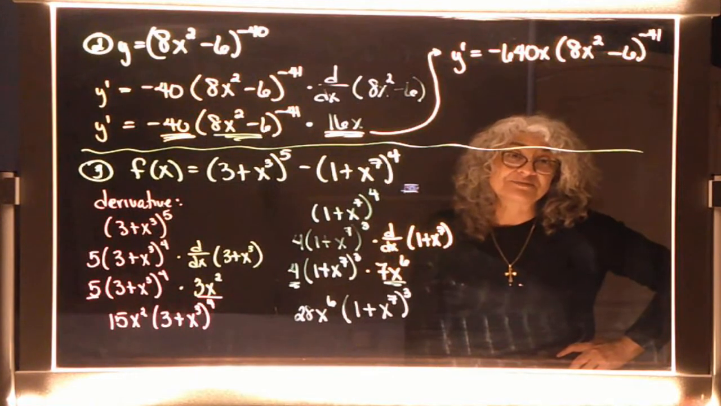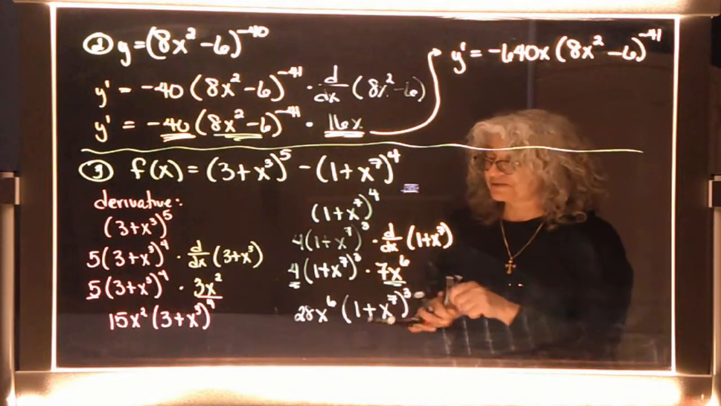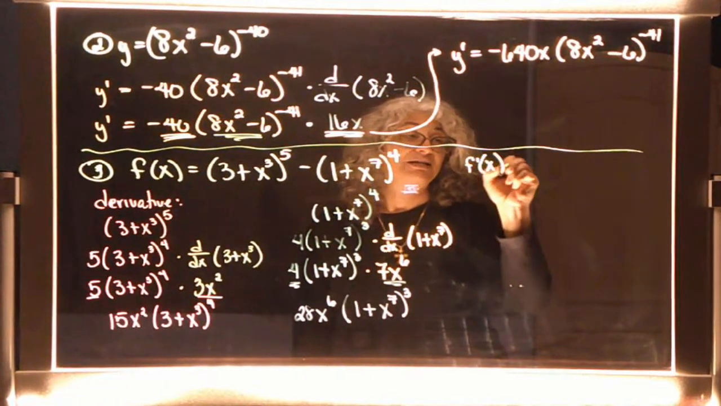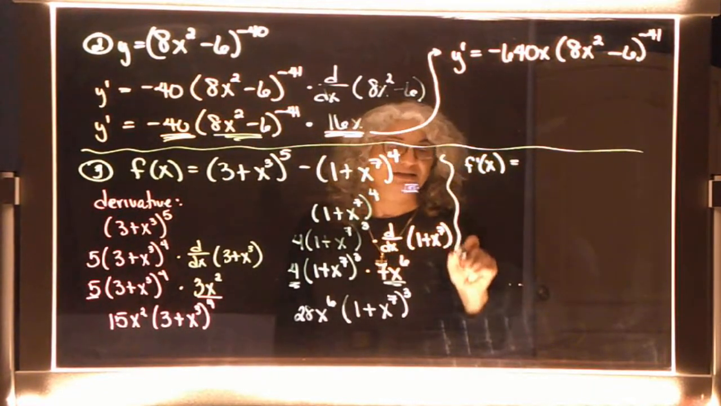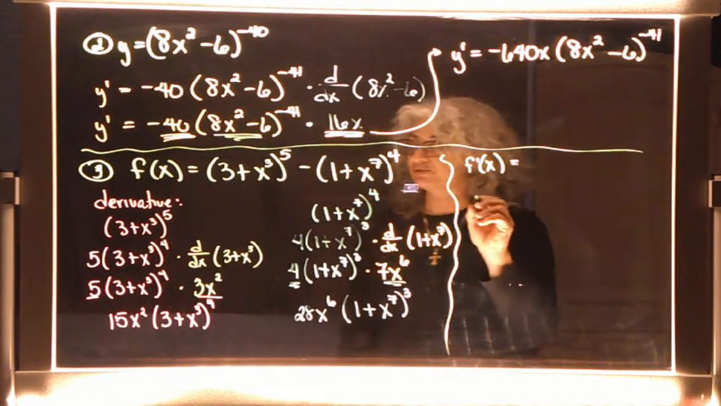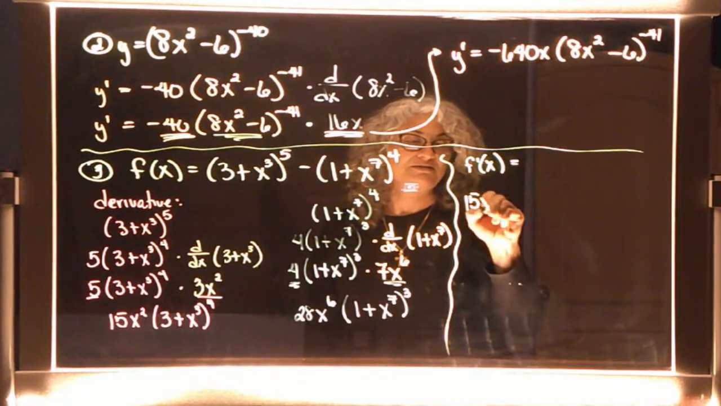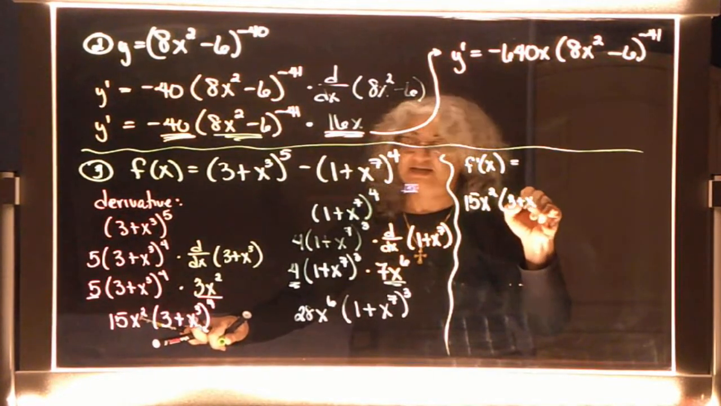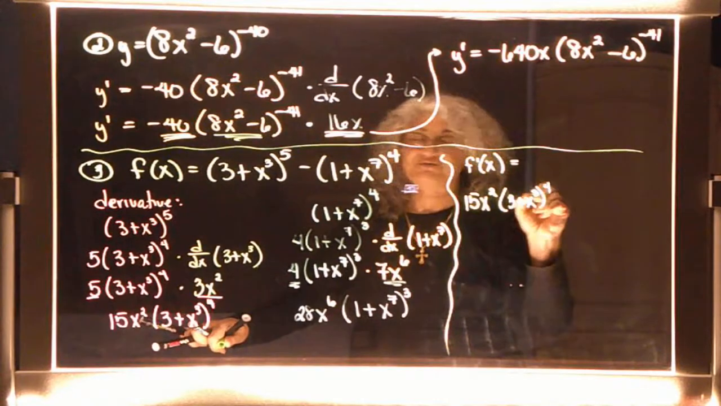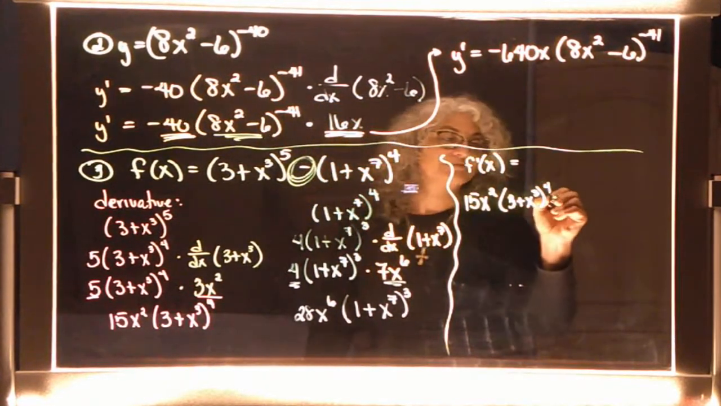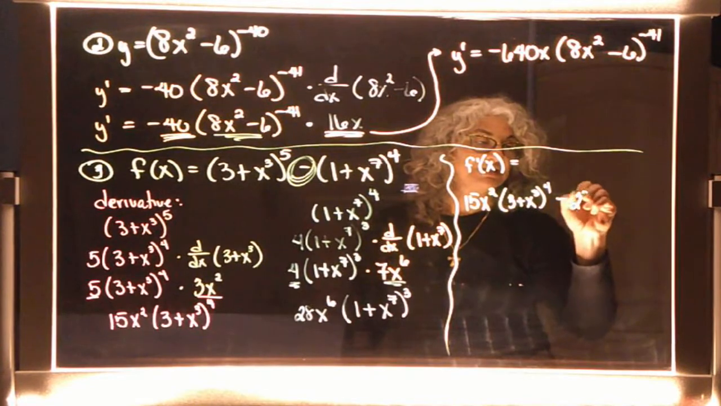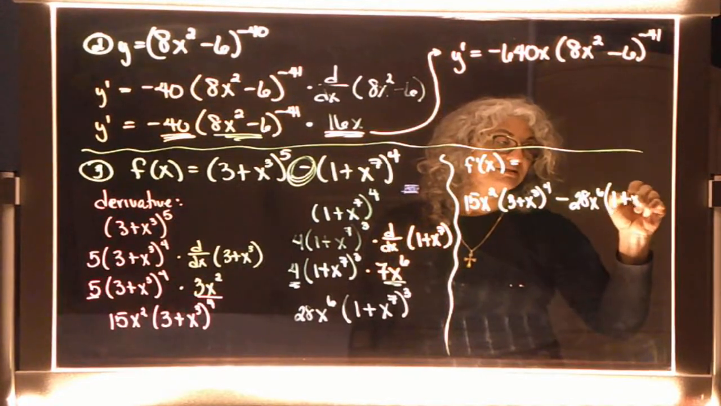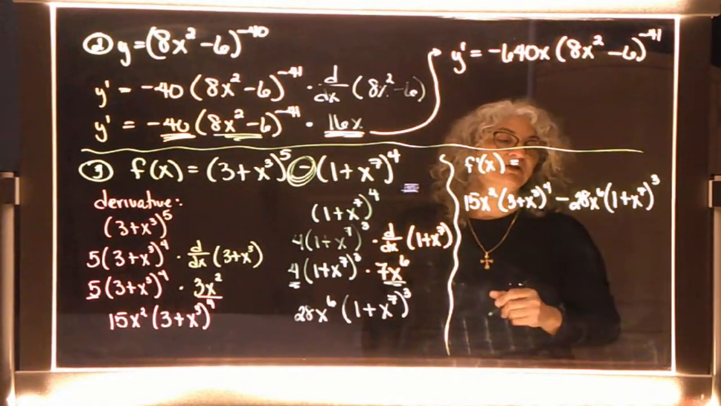Quite interesting, isn't it? Time to put the answer together. So my derivative of the function is going to be equal to, and I am going to write it underneath. Why? Because I'm running out of board space. 15x squared, and in parentheses, 3 plus x to the 3rd to the power of 4 minus the other one, which was 28 x to the 6th, and in parentheses, 1 plus x to the 7th to the power of 3.